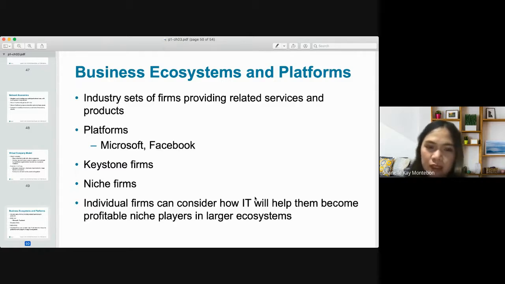So, yung keystone firms nila, Intel, IBM, ganun. Niche firms naman nila include thousands of software application firms, software developers, service firms, networking firms, and consulting firms that both support and rely on Microsoft and Facebook. So individual firms can consider how information technology will help them become profitable niche players in larger ecosystems. So it's like hindi magsi-stand alone yung Microsoft or yung phone mo na Apple without the other industry players.